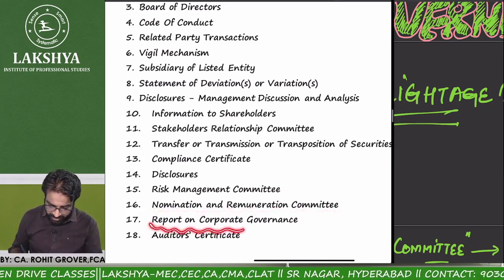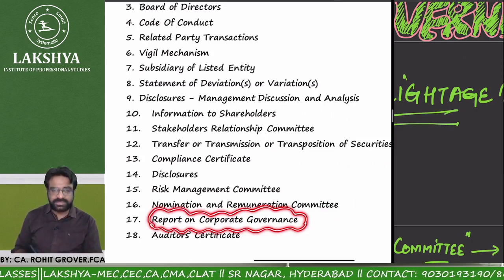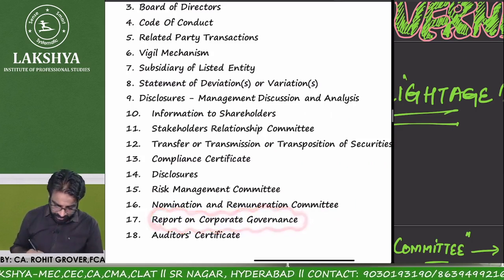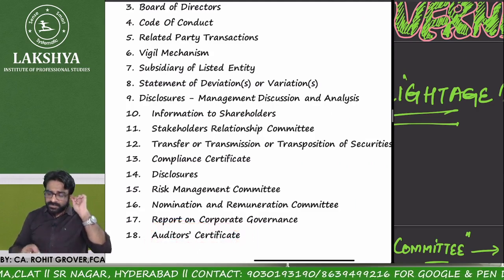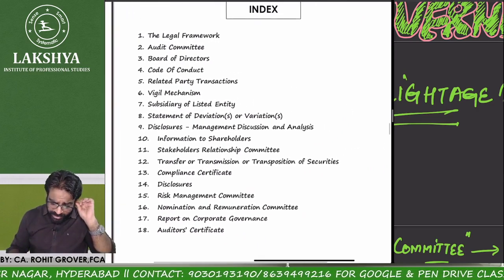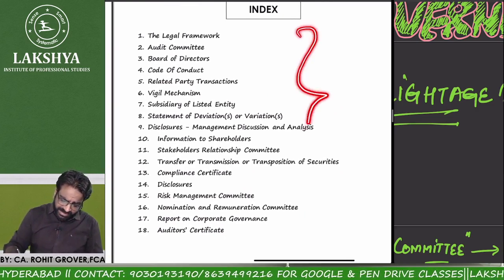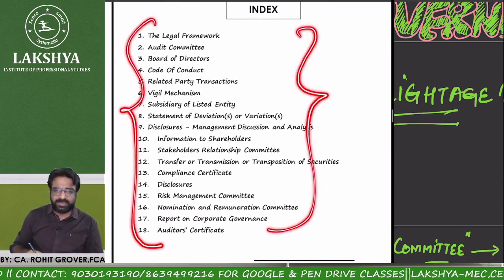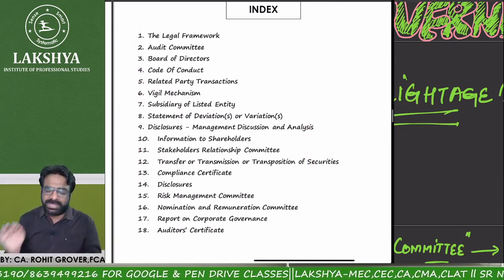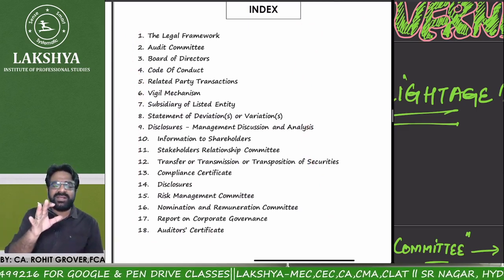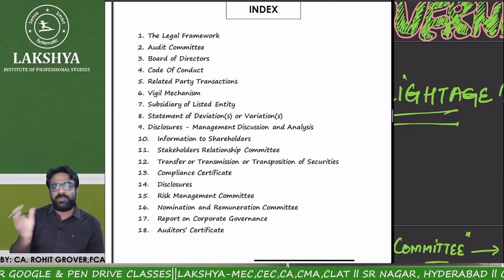Then we finally have a report on corporate governance, which is required to be issued by the auditor, and last, how the auditor certificate looks, that we are going to understand. So in totality, these are the basic 18 points which we should have in mind while doing this chapter. Each and every point is highly important. You can't say that one point is important and one point is not important.